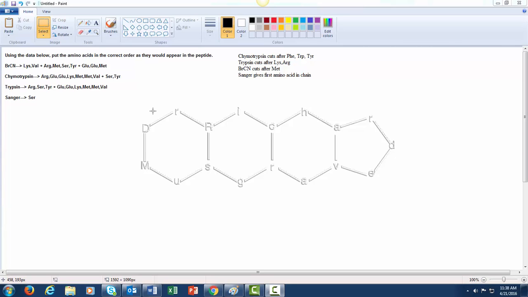So here's another example of a peptide sequencing problem. So we're looking at this one. I've taken this from the practice quiz, and this one is going to be 1, 2, 3, 4, 5, 6, 7, 8, 9 amino acids long. So I'm going to put in 9 bars here.